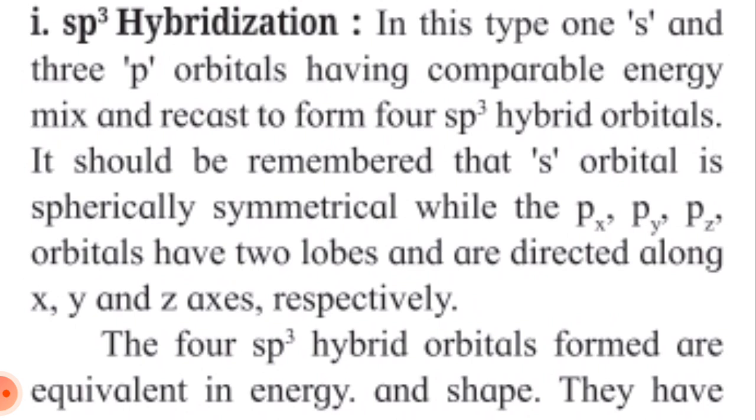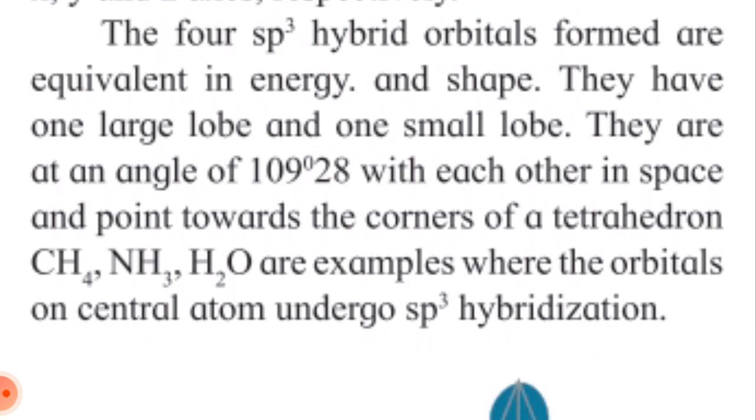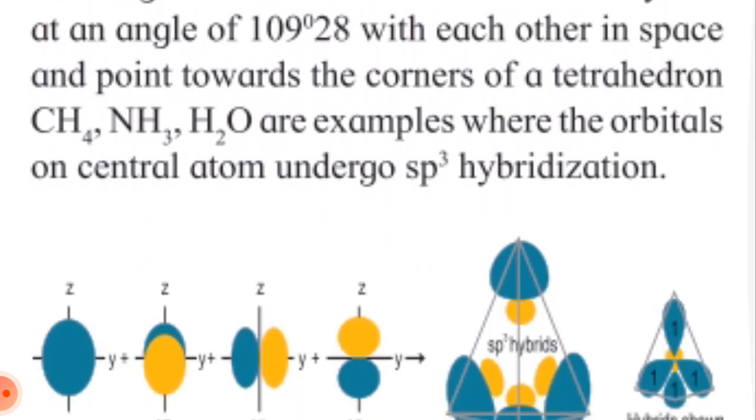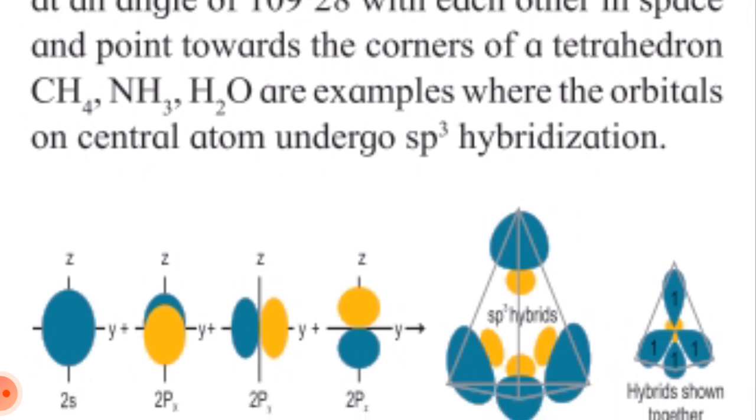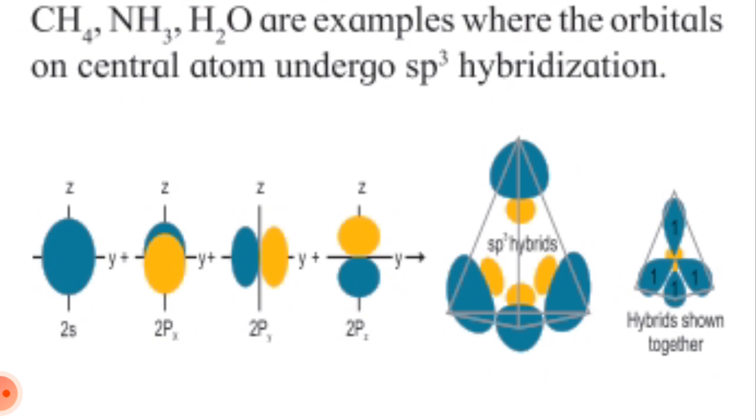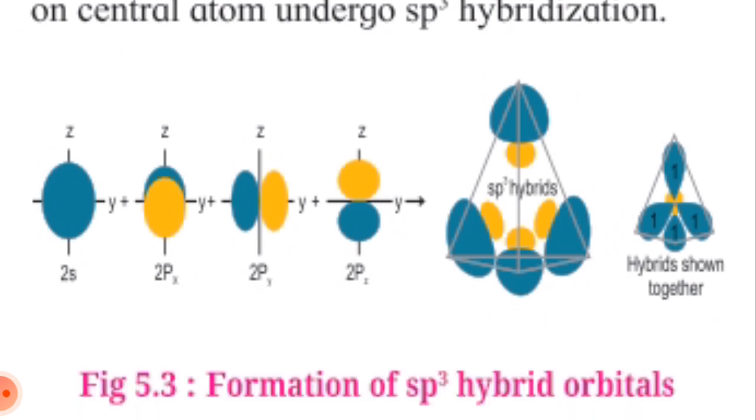First, sp3 hybridization. In this type, one s and three p orbitals having comparable energy mix and recast to form four sp3 hybrid orbitals. It should be remembered that the s orbital is spherically symmetrical, while the px, py, pz orbitals have two lobes directed along the x, y, and z axes respectively. The four sp3 hybrid orbitals formed are equivalent in energy and shape. They have one large lobe and one small lobe. They are at an angle of 109 degrees 28 minutes with each other in space and point towards the corners of a tetrahedron. Methane, ammonia, and water are examples where the orbitals on the central atom undergo sp3 hybridization.